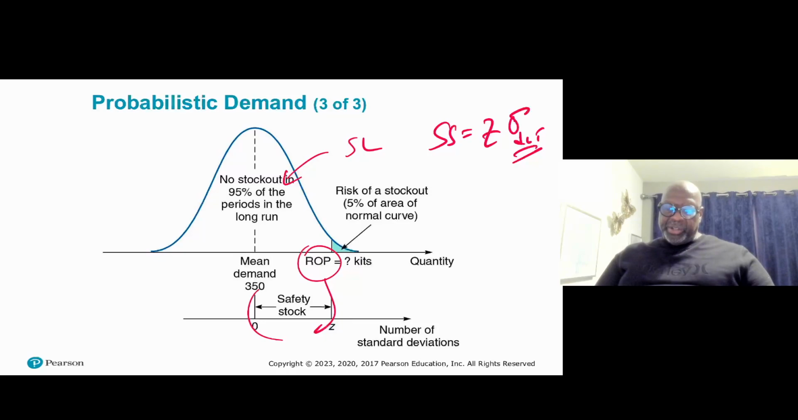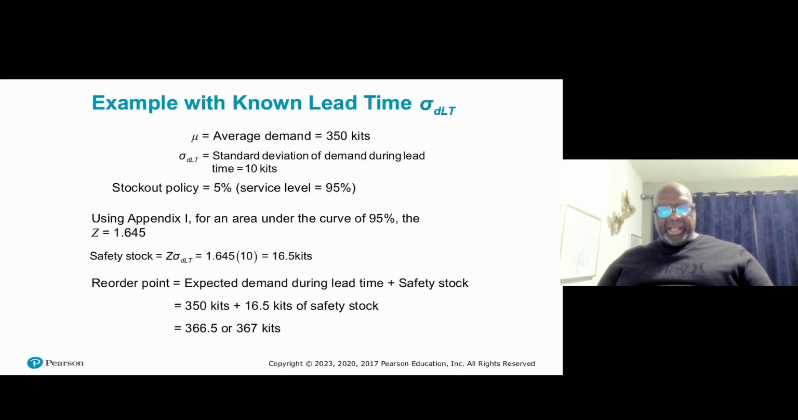And when you add the safety stock to the average demand, that's when you get the reorder point, and so on. So we have to compute, depending on the problem situation, what the standard deviation of the demand during the lead time is. And it depends on the combination that I showed you earlier. Okay. Example with no lead time.